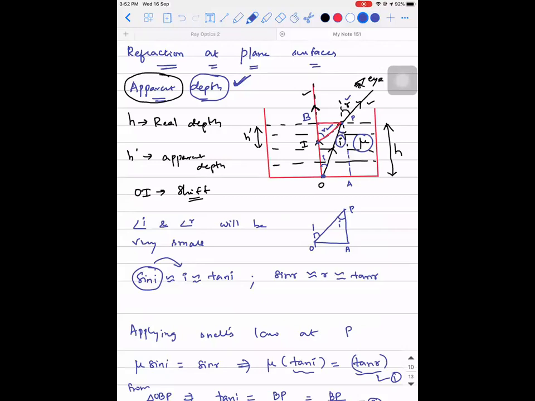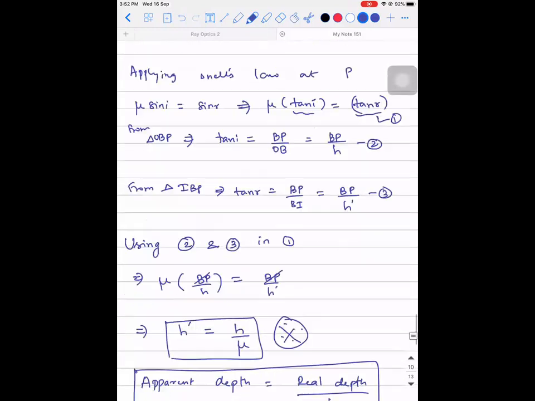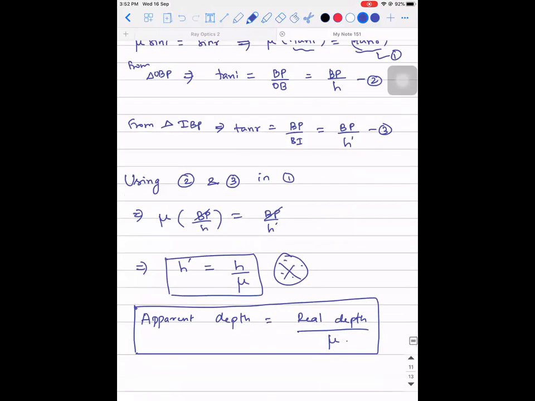It is then you can speak about depth, or else there will be something called apparent height, which is not there in your syllabus. You need not worry about it. If you interchange it, things will be different. So questions are based on apparent depth only. I hope the derivation is clear, right? So apparent depth is real depth divided by mu. This is the formula that you are going to use. There are many problems in NCERT also in the exercise, so solve them in practice.